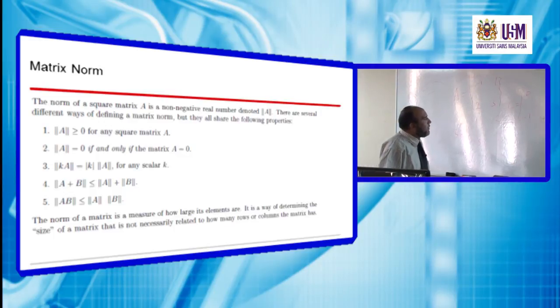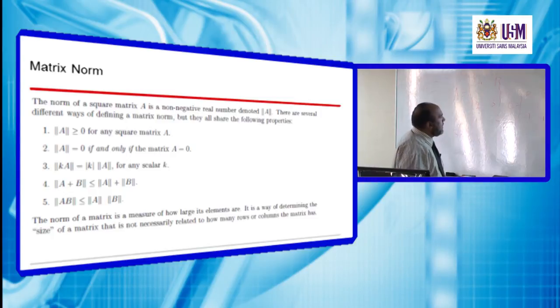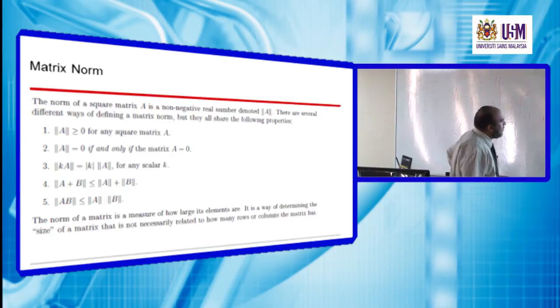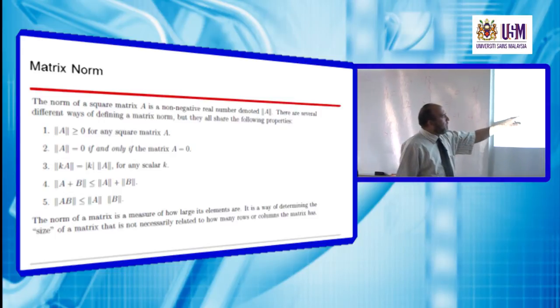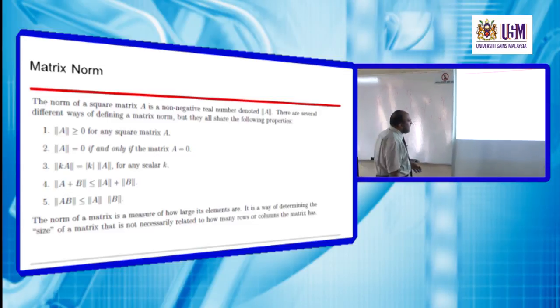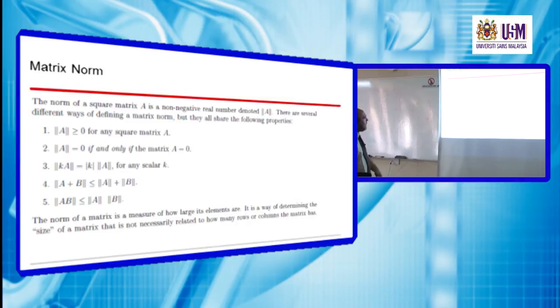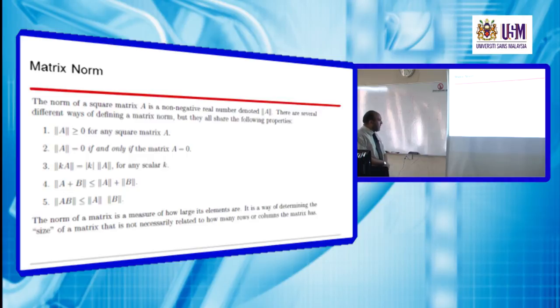The final one: the multiplication of two matrices, A and B, and then taking the norm of this multiplication, is always less than or equal to the norm of matrix A multiplied by the norm of matrix B.